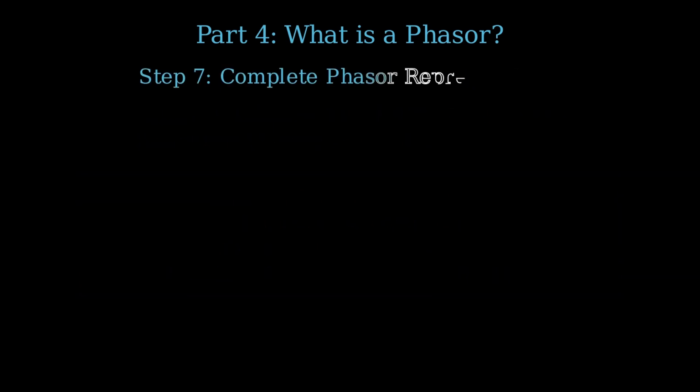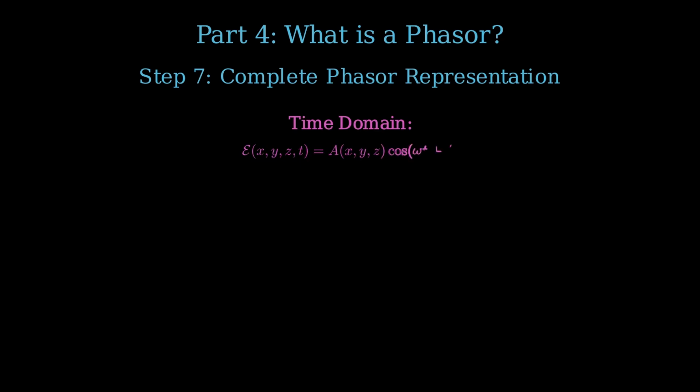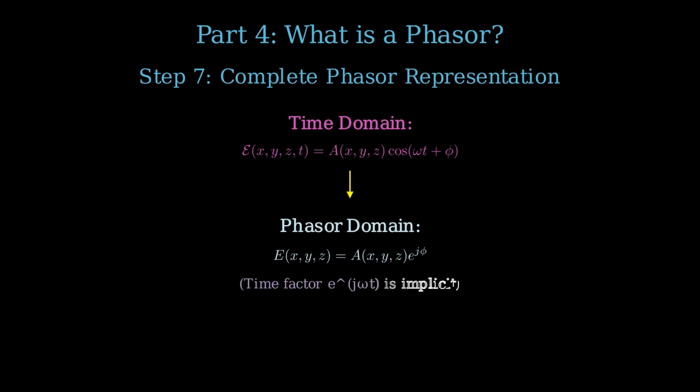So this is the complete picture. The time domain representation includes the messy cosine and time dependence. The phasor domain simplifies this down to just the amplitude and phase. The time factor is not gone. It's just implicit or hidden to make our lives easier.